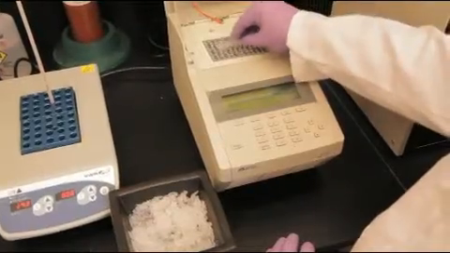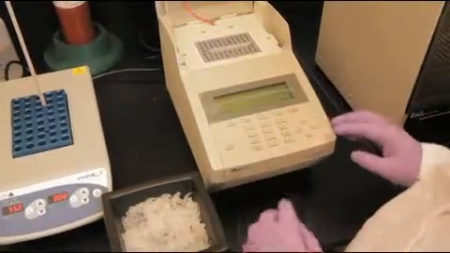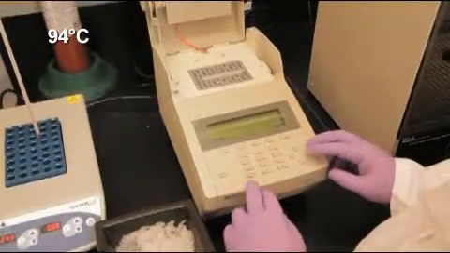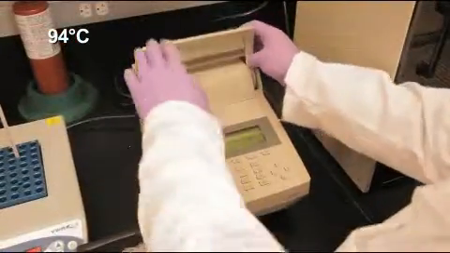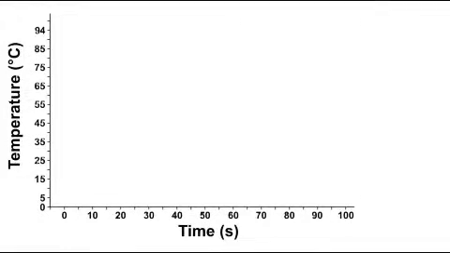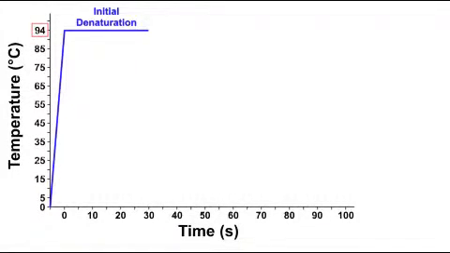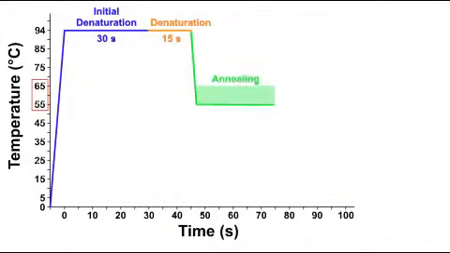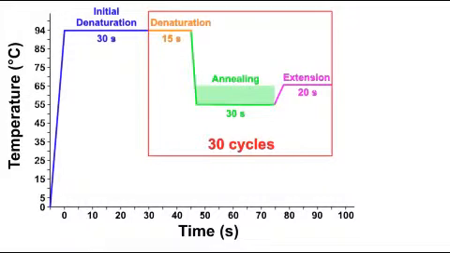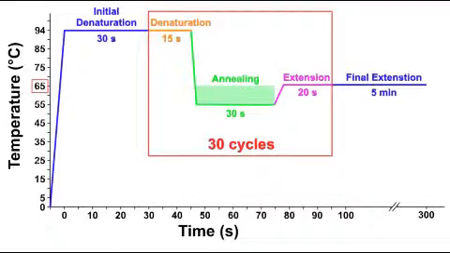Transfer the PCR tubes from ice to a thermocycler with the block preheated to 94 degrees Celsius and start the cycling program. For a routine 3-step PCR, there should be one initial denaturation step at 94 degrees Celsius for 30 seconds, followed by 30 cycles of 94 degrees Celsius denaturation for 15 seconds, 55 to 65 degrees Celsius annealing for 30 seconds, and a 65 degrees Celsius extension for 20 seconds, or 50 seconds per kb. This should be followed by one final extension at 65 degrees Celsius for 5 minutes.